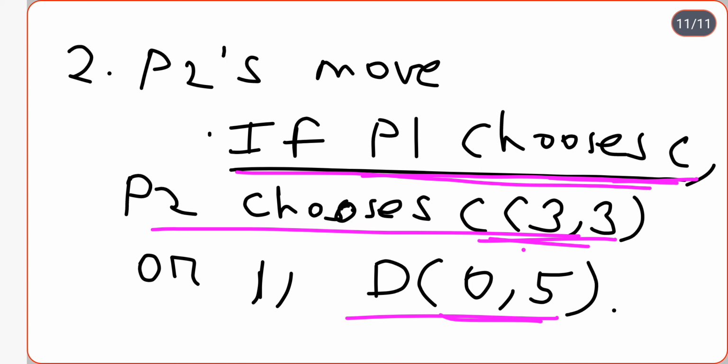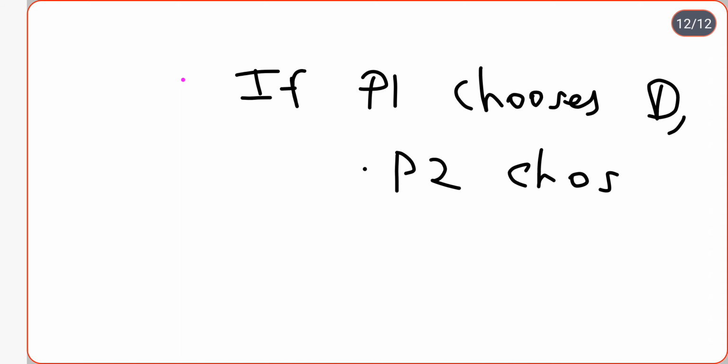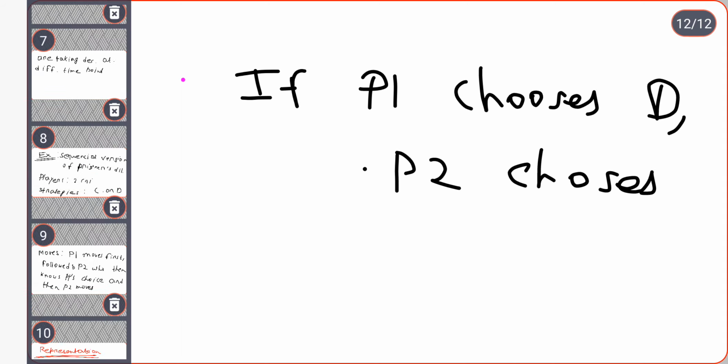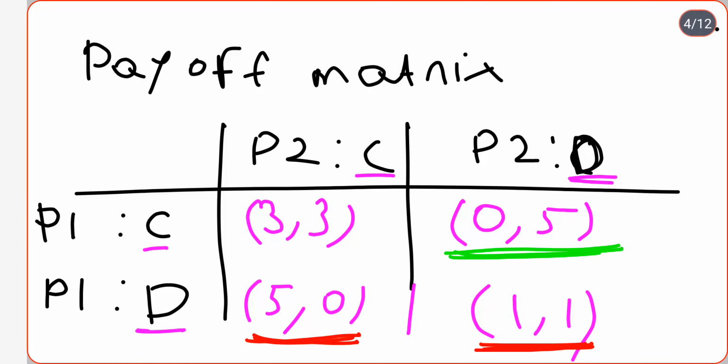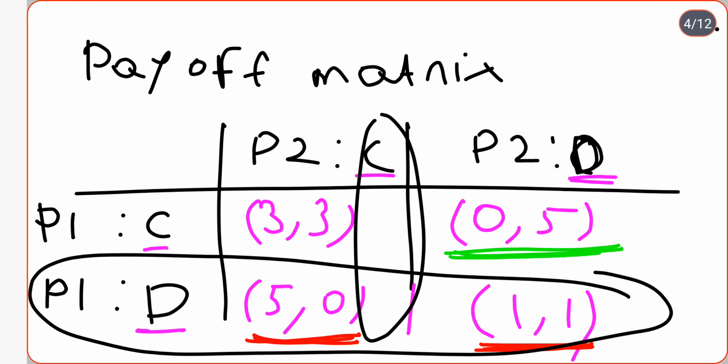Now if player 1 chooses D, player 2 still has two options. If we see the matrix also, if player 1 chooses D, player 2 has two options. He can confess or he can deny. So he has two options.